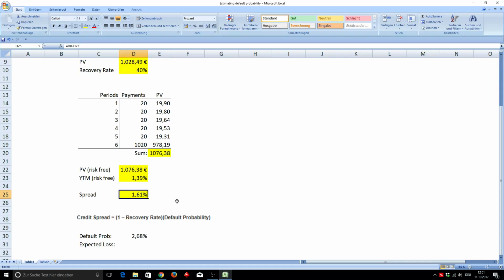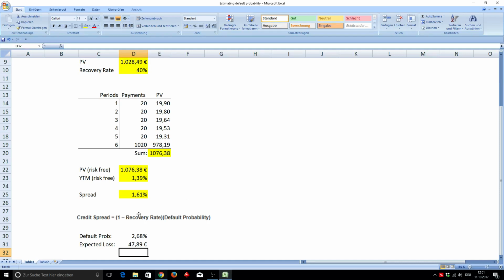But now we're going to go on to a more precise way of estimating a bond's default probability. For this, the first thing we have to do is calculate the expected loss if we invest into the corporate bond. We can calculate this loss pretty easily just by taking the difference between the present value of the risk-free bond and the present value of the corporate bond. So we get 47.89 euros. This is how much we would expect to lose if we invest in the risky bond.